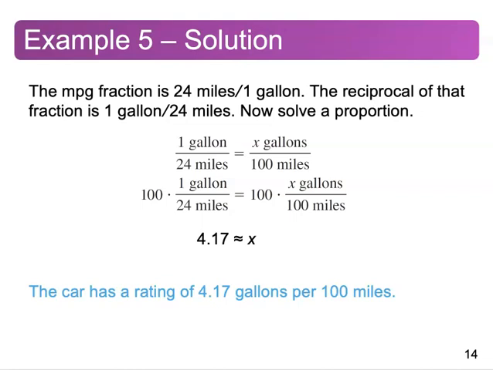Now we need to solve this, so we'll multiply both sides by 100. And so that's going to give us the number of gallons is going to equal 100 divided by 24, which is 4.17. So this rating that this car would have is that we needed 4.17 gallons per 100 miles.